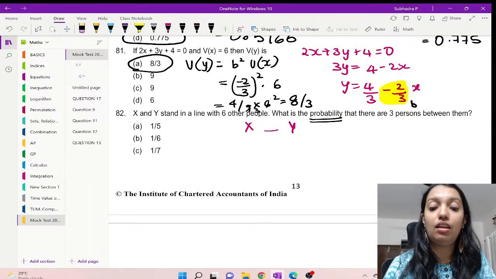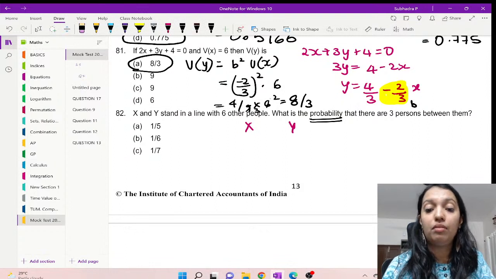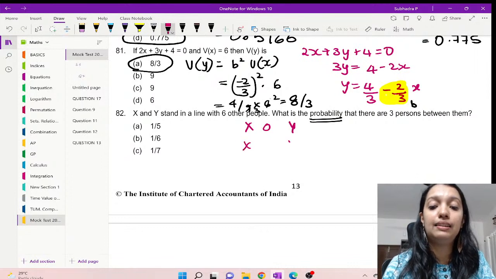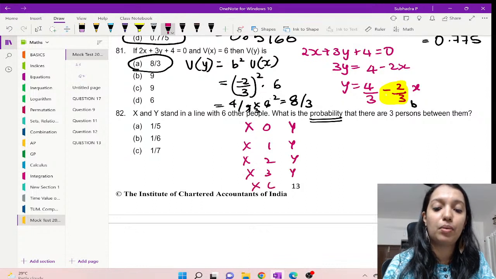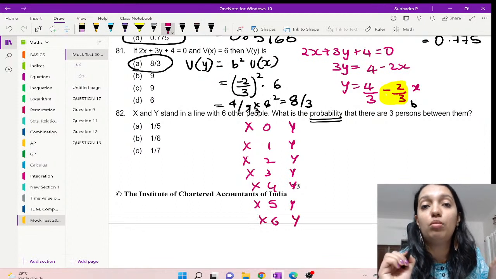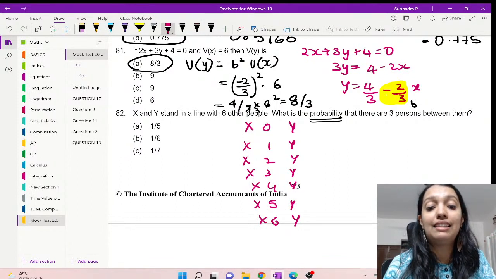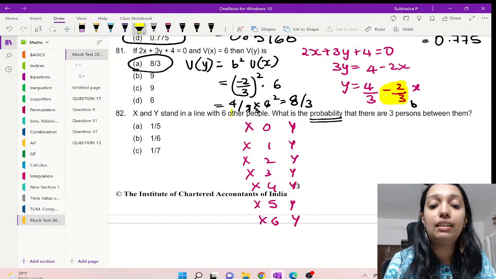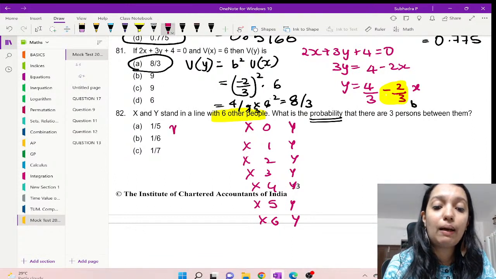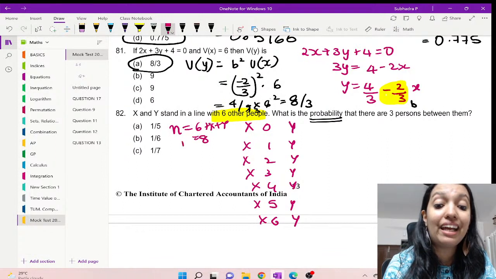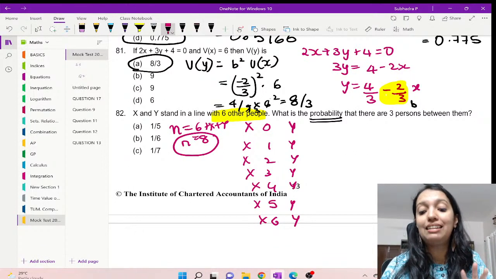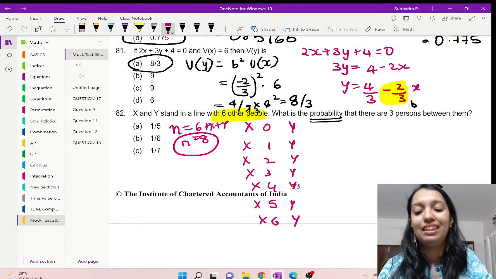So in between X and Y, there can be 0 persons, 1 person, 2 persons, 3, 4, 5, or 6 persons, not more than 6. Why? X and Y stand in a line with the 6 other people. So the total number of people is 6 plus X plus Y, so totally there are 8 people. So the maximum number of people who can stand between X and Y is 6.